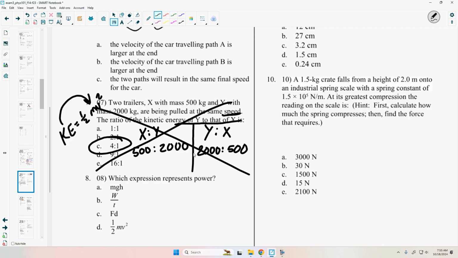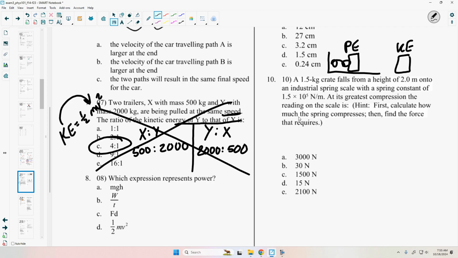All right, are there particular questions that y'all want to talk about? Like number 10, please. Yeah, of course. You're going to see a spring question. We've done some of these. The ones that we did in class started out where I have some elastic potential energy, like I'm shooting a spring-loaded gun, and then all that potential energy goes into kinetic energy.